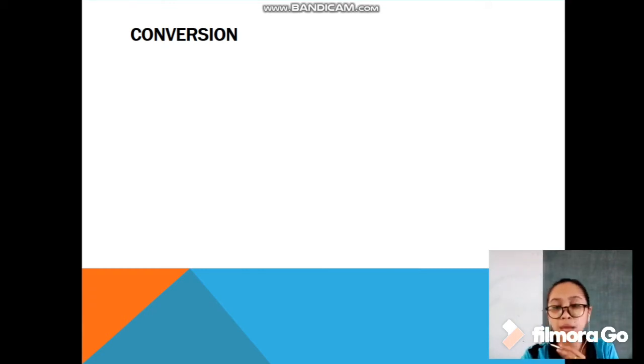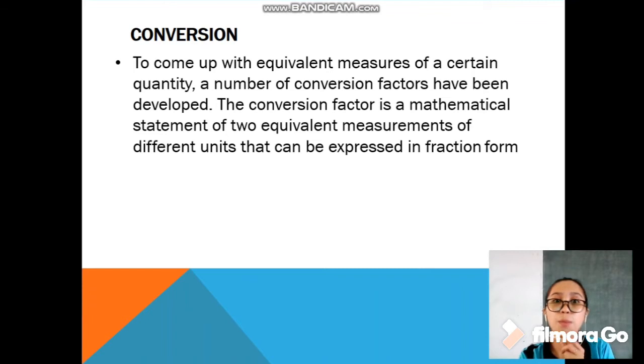Now, prepare your scientific calculator. Okay? So to come up with equivalent measures of a certain quantity, a number of conversion factors have been developed. So the conversion factor is commonly used for conversion. And the statement for this conversion factor is that there are 2 equivalent measurements. The conversion factor is expressed in fraction form because there is a numerator and a denominator.